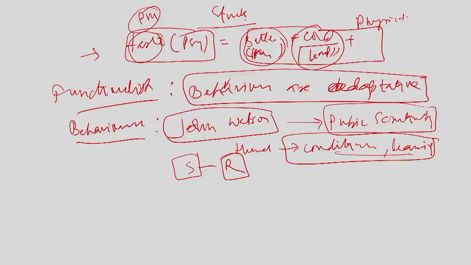Conditioning and learning: learning is realizing that these acts are good and these acts are not, and conditioning is giving reward for doing a certain act. Remember the first case that we discussed about the pizza. There we actually showed that giving certain rewards actually made students perform better.